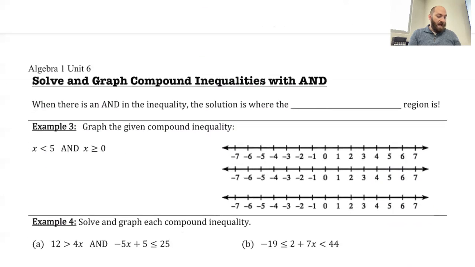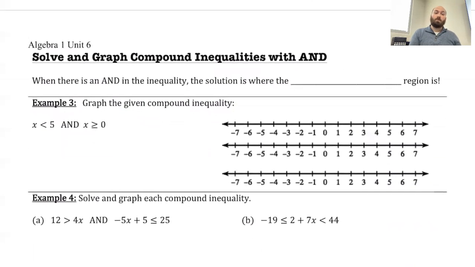All right, now let's talk about the and statement. When there's an and inequality, the solution is where the shaded... I don't like that. Let's say overlapping. That's a little bit better. The overlapping region is, okay?